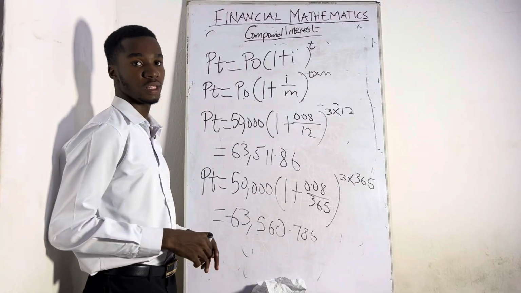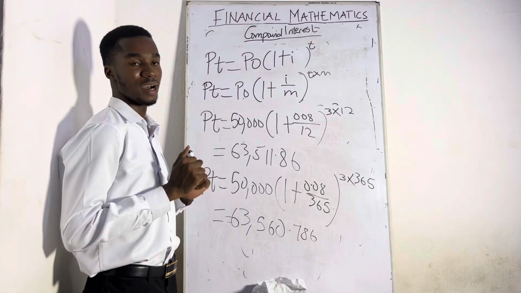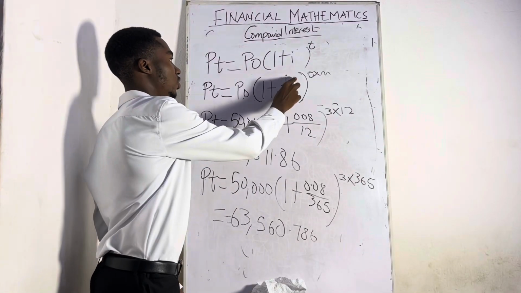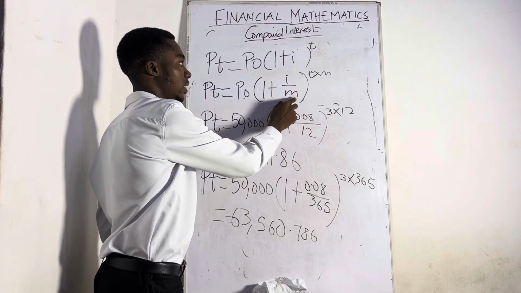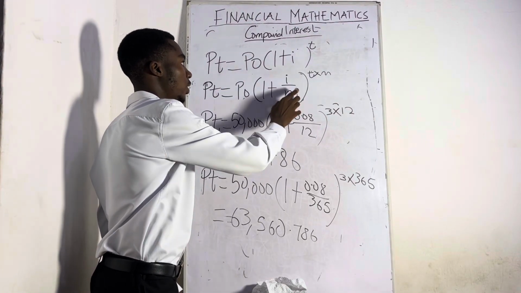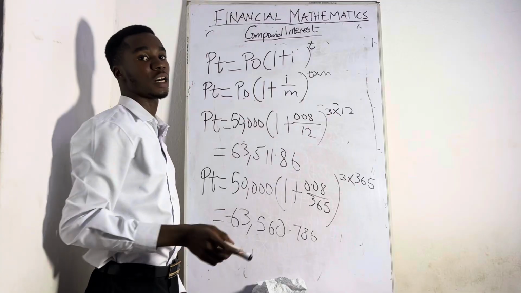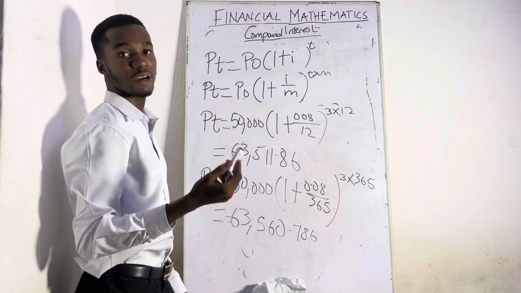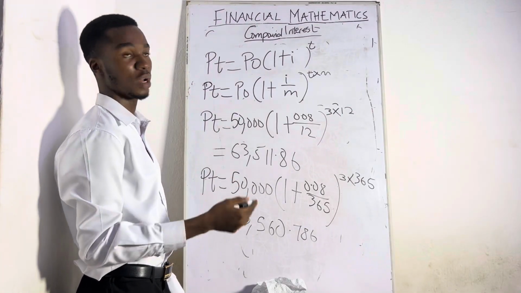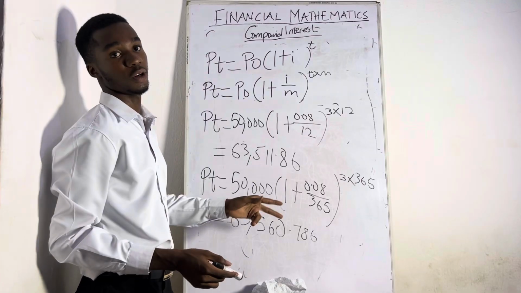So just put it to your head. Anytime you are compounding more than once in a year, you divide the interest by the number of times you are compounding in the year, which is our M. Then exponent the T times the number of times you are compounding in a year. Do you get it? If the question doesn't specify that you are compounding more than once in a year, then this is the formula you use for the compound interest.